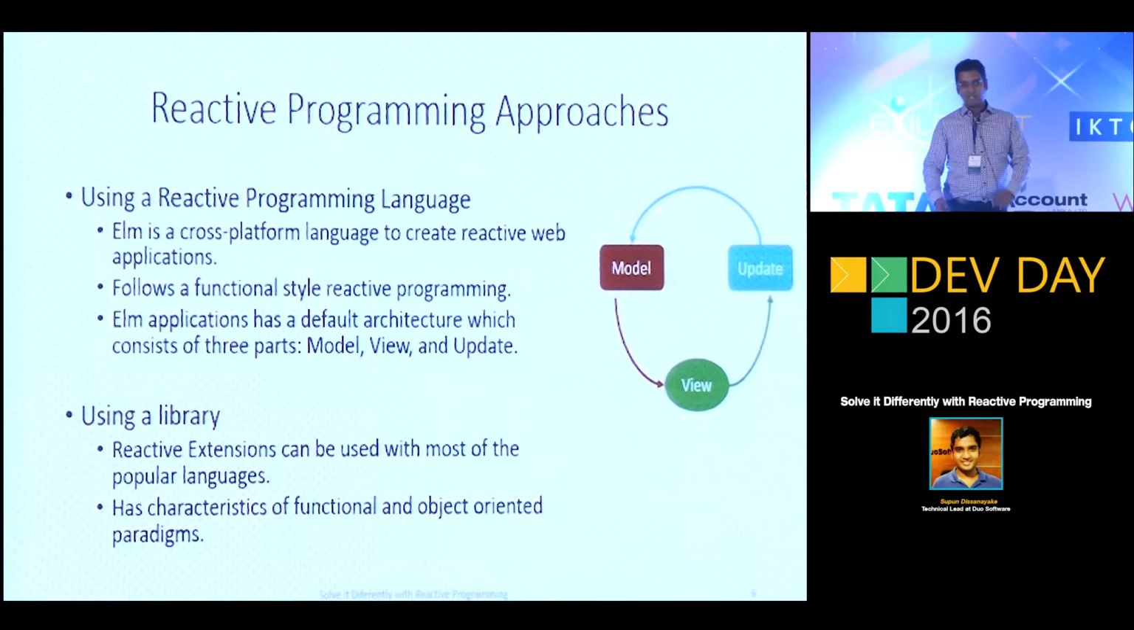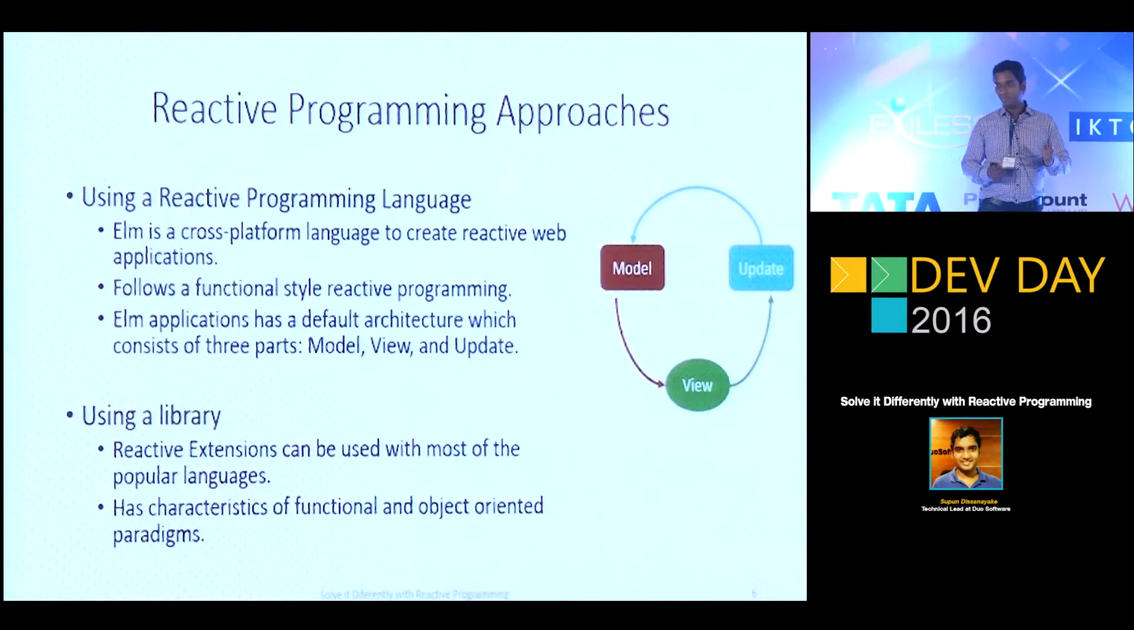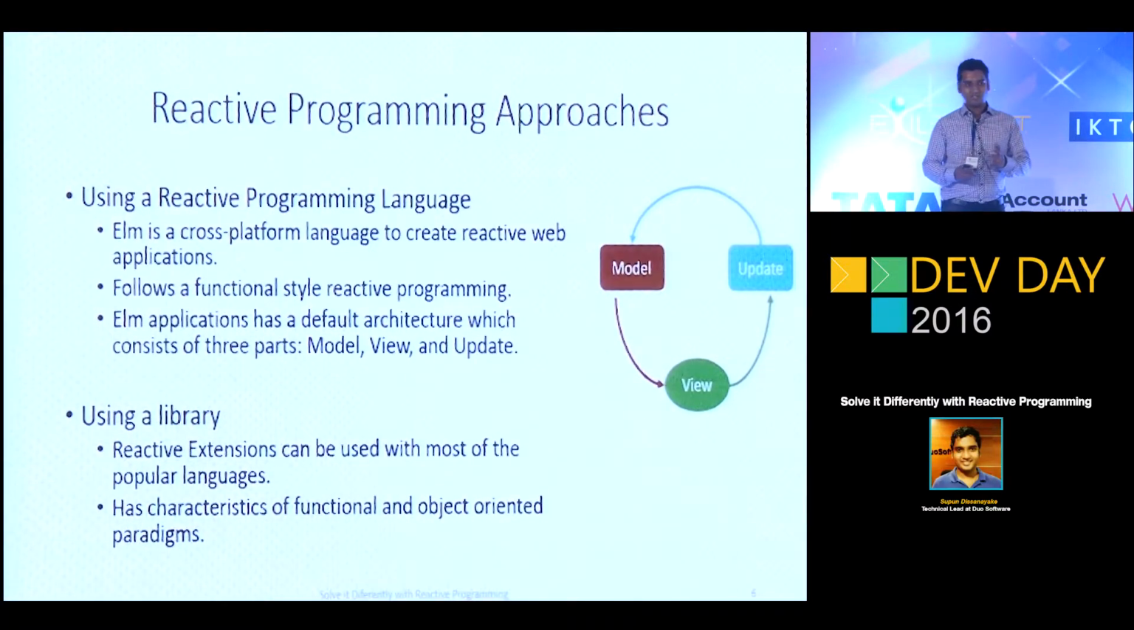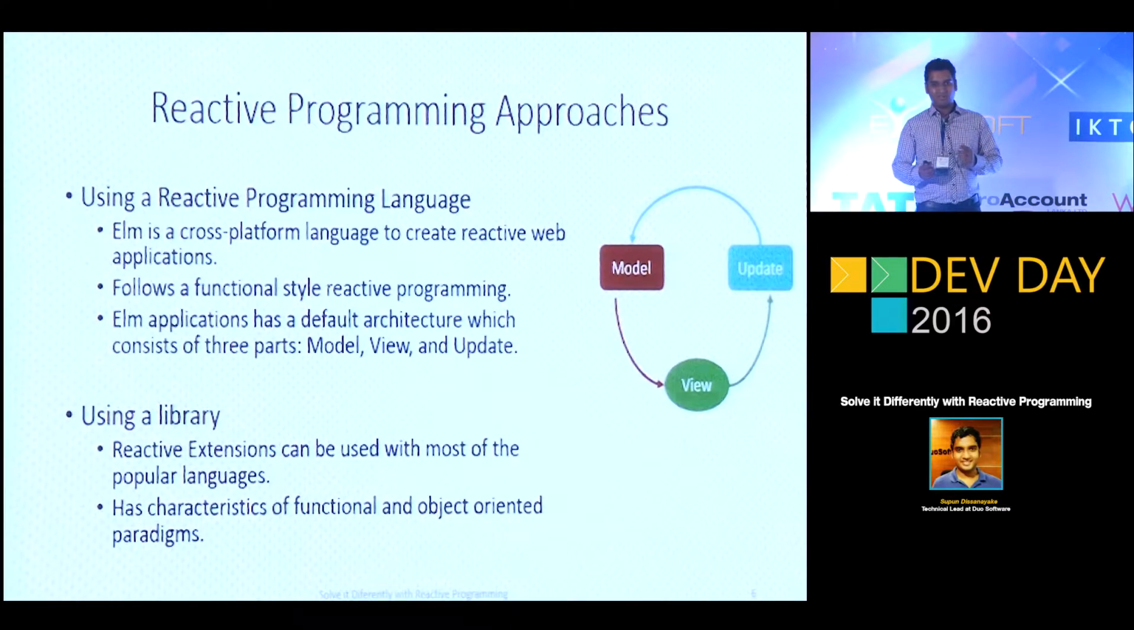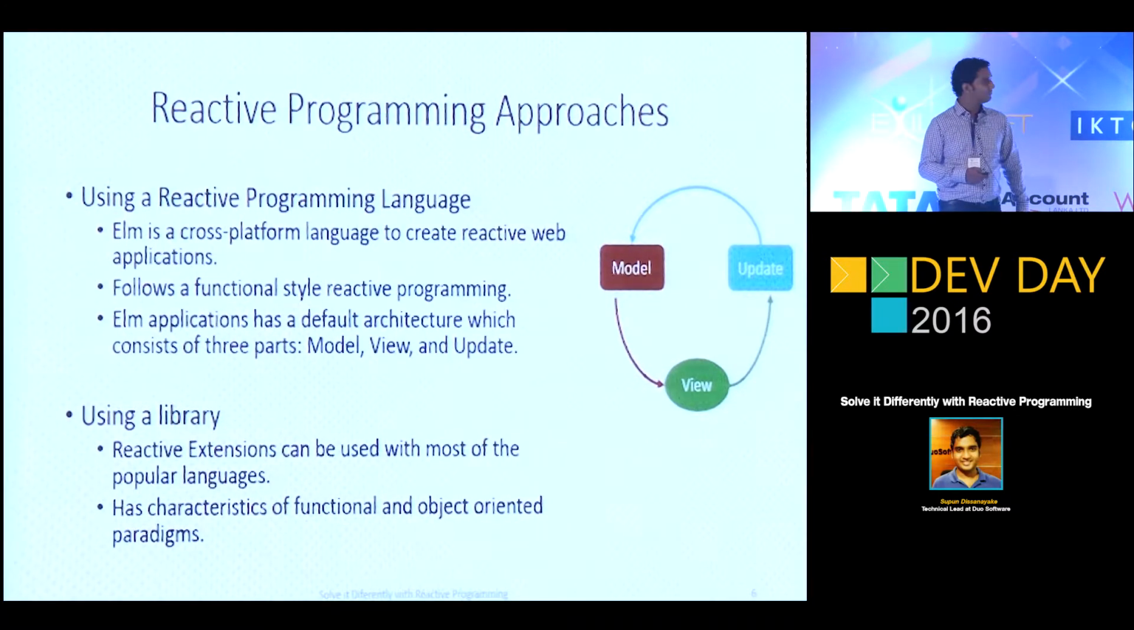So the other approach is that we can use a library to overcome the limitations of the existing programming language. One such library is called Reactive Extensions, or Rx for short, and it also has characteristics of functional and object-oriented languages. I'll explain how these characteristics will be applied in that language.